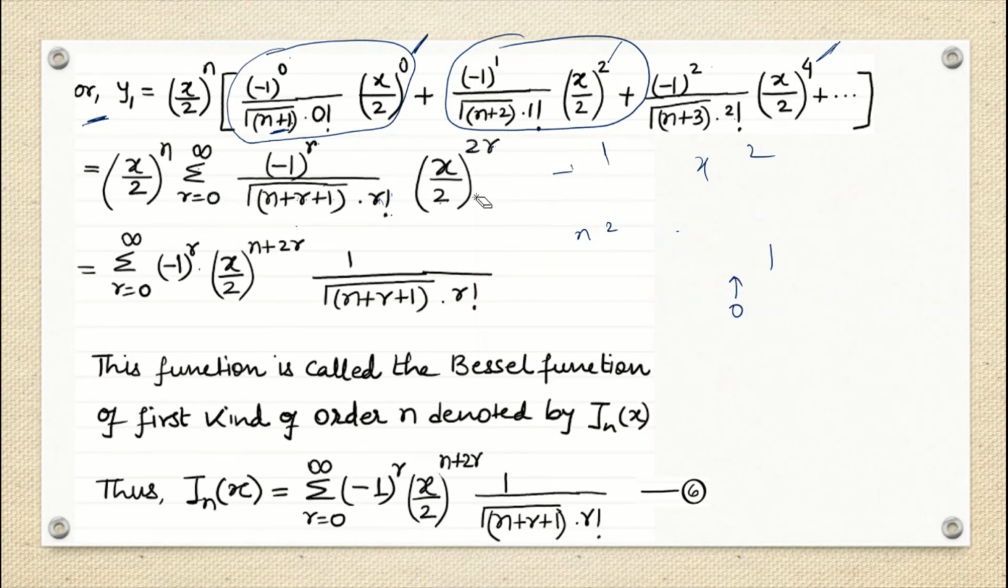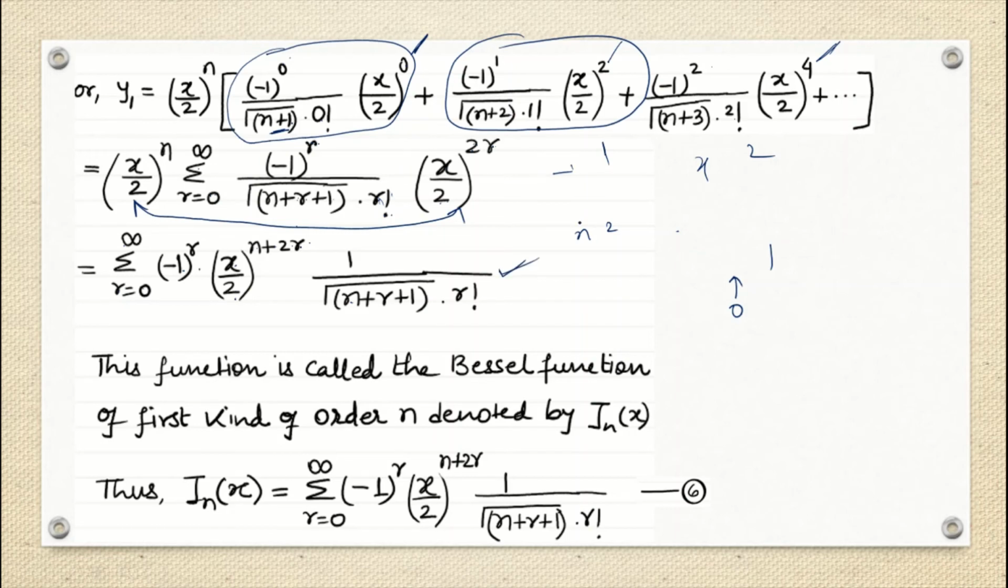So this we have got as my y1, or what we can write down here: sigma r from 0 to infinity, minus 1 to the power r, and then (x/2) to the power n plus 2r. Why are we writing this? Because x by 2 is here also, so keeping it inside, this is n plus 2r, divided by gamma n plus r plus 1 and then factorial r.